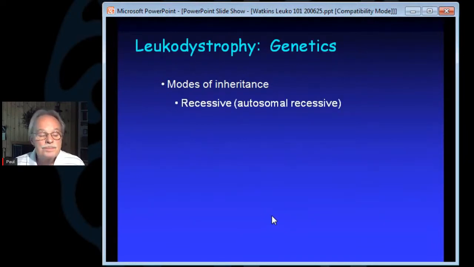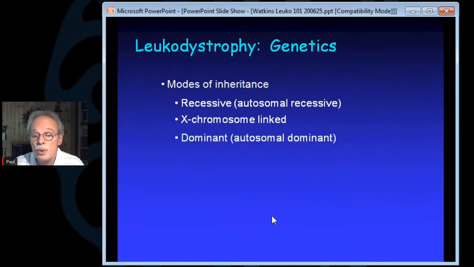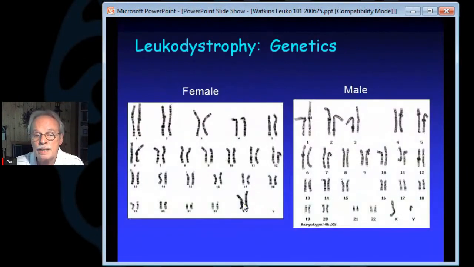Some leukodystrophies have a recessive mode of inheritance, which means autosomal recessive. We'll explore that in a moment. It could be X chromosome linked, where the gene is carried on the X chromosome. Or it could be a dominant trait, or an autosomal dominant. And if anybody listened to the talk earlier on autosomal dominant leukodystrophy, that is one example of the latter. I'm going to focus mainly on the first two, just in terms of reviewing how they're transmitted.